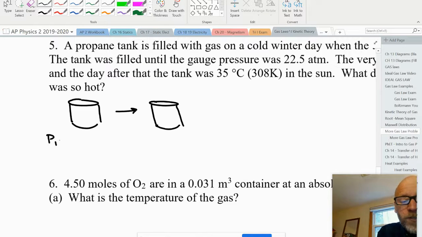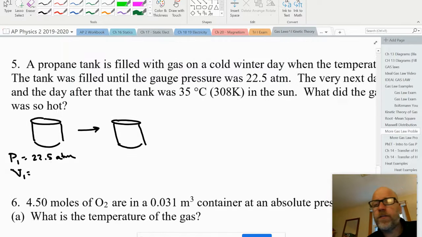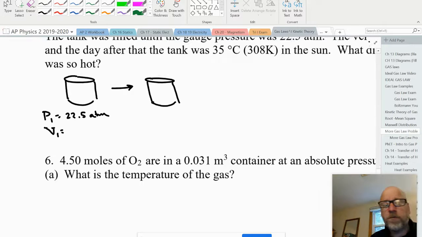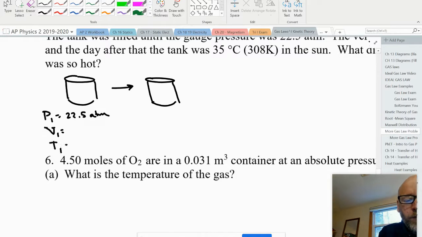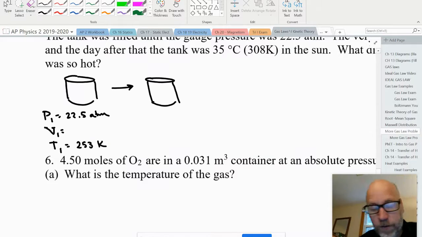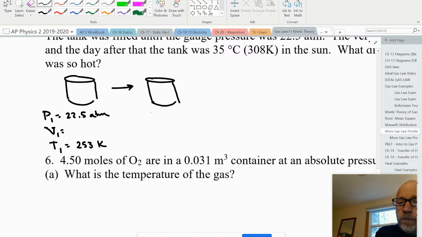So the pressure initially was 22.5 ATMs. The volume, well, that's the volume of the tank. Does it give that? No, it doesn't. Temperature was 253 Kelvin. Now, pressure 2 is what it's asking for. The volume, it's the same. And temperature 2 is 308 Kelvin.